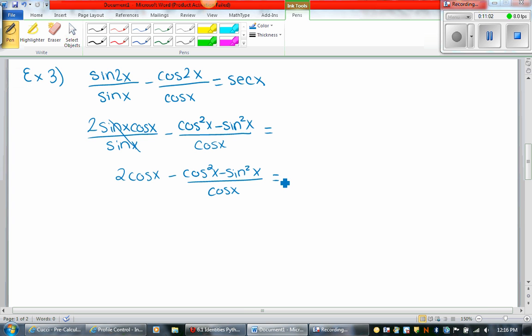So now what I'd like to do is get a common denominator, which is going to be cosine. So I can very simply just create this step and make this a squared. So we change this to one fraction. I get 2 cosine squared x minus cosine squared x minus sine squared x over cosine x.